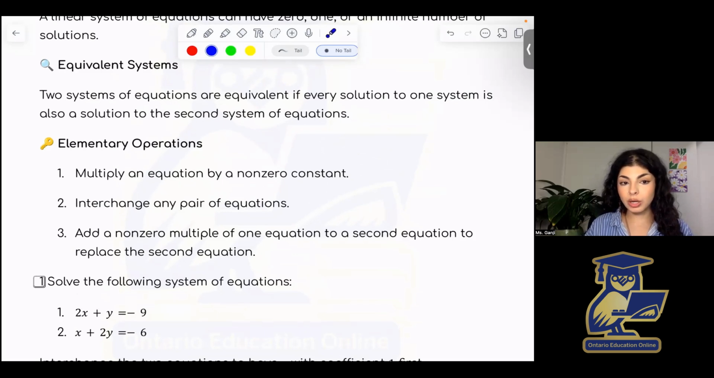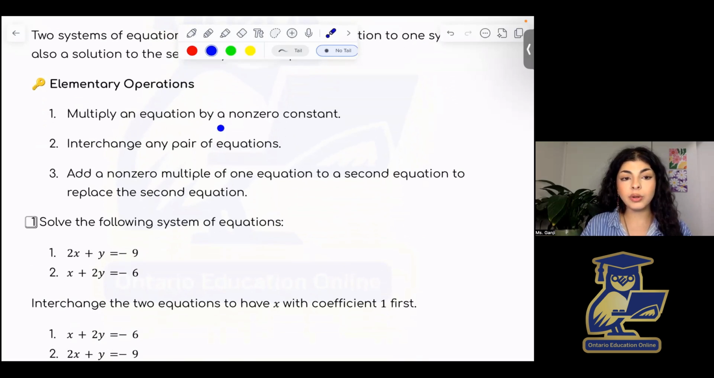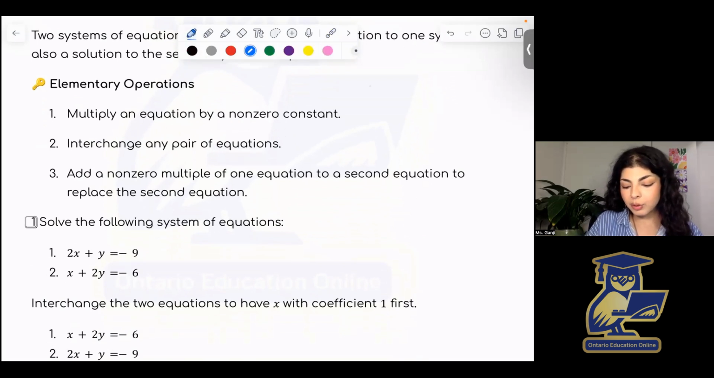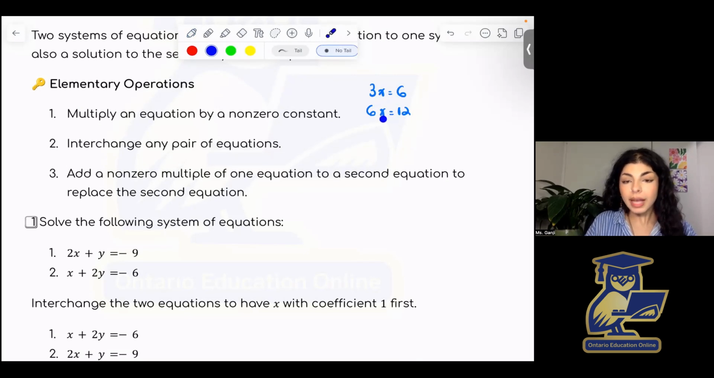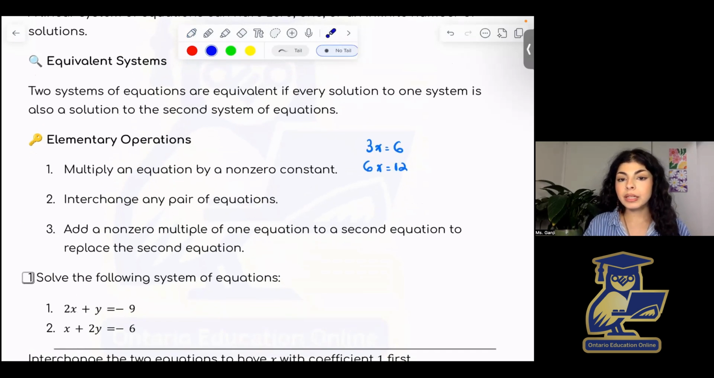So one of the operations is to multiply an equation by a non-zero constant. For example, if you have 3x is equal to 6, and I multiply this whole thing by 2, so I have 6x is equal to 12, then this still has the same answer. Here x would be 2, and here x would still be 2. So these two would be equivalent systems because their solutions will still be the same.